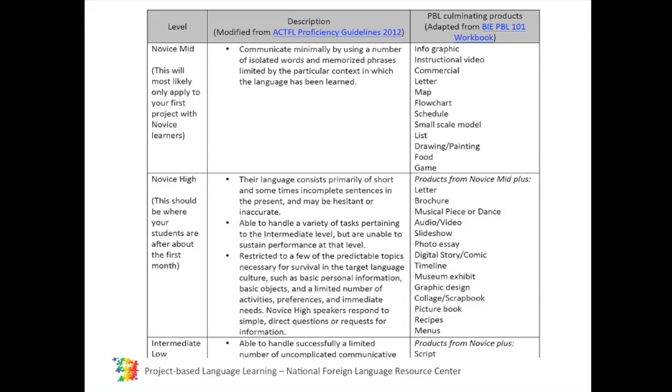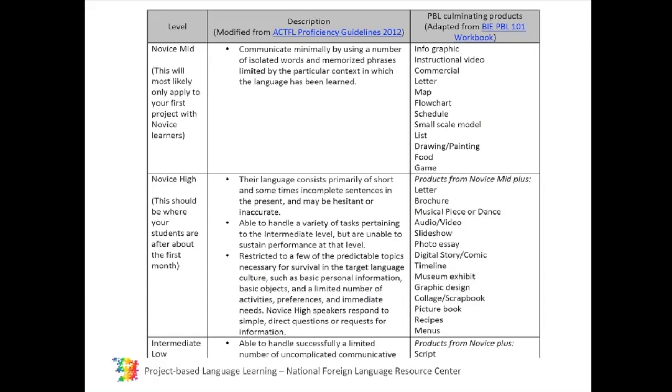In addition to authenticity, you really need to consider the level of proficiency of your student. Many people get hung up with PBLL with novice learners, thinking they can't do PBLL with novice learners. You have to start by thinking about what they're able to do. This is a tool that Liliana Lopez and I created, and we'll share it with you in the follow-up portion of this lesson. It modifies the ACTFL proficiency guidelines and the description of what that learner is able to do, and considers what culminating products they would be able to create based on the performance they're able to handle within their range.